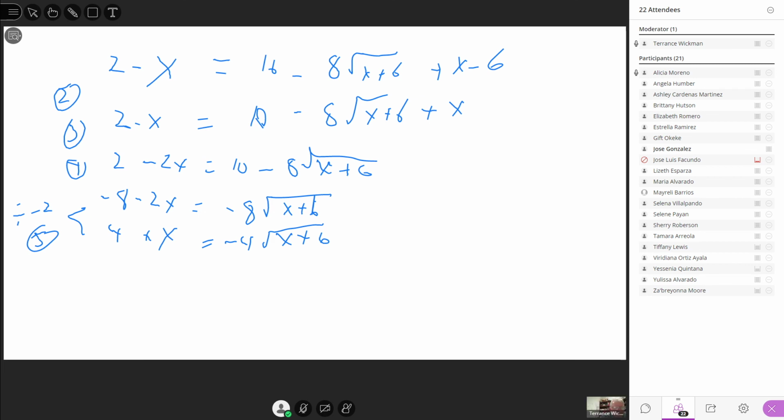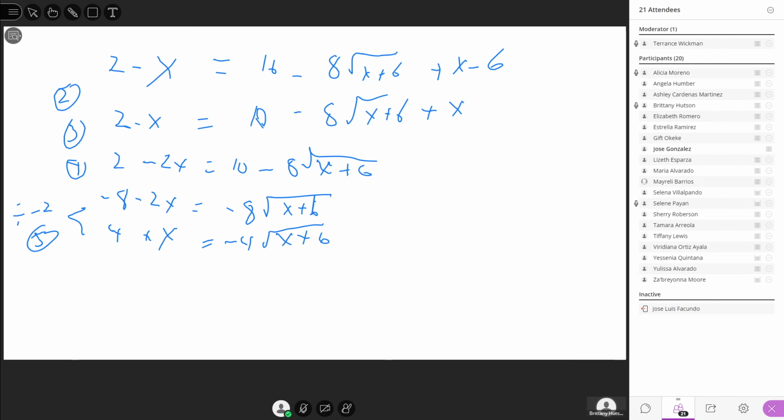You sure? 8 divided by 2 is 4. 2 divided by 2 is 1. 8 divided by 2 is 4. Are you sure? Look at the right-hand side. Look at the left-hand side then. What's a negative 8 divided by a negative 2? It's 4. So on the right-hand side, a negative 8 divided by a negative 2 is what?